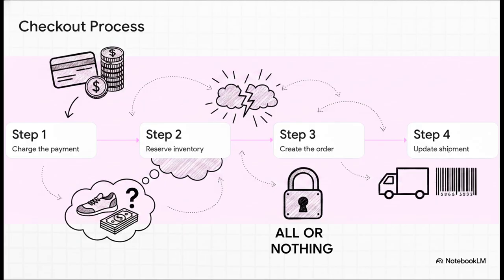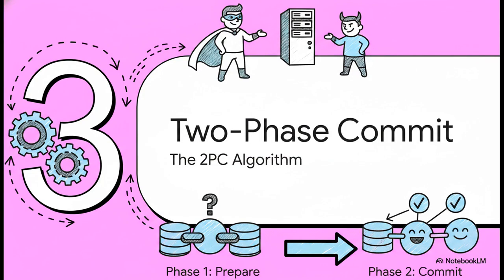Imagine your code successfully executes Step 1 and Step 2. Boom, the database logs the payment, the inventory is reserved. But then, a catastrophic crash happens right before Step 3. Your system is now in an incredibly dangerous, inconsistent state. The money is taken, the shoes are reserved in the warehouse, but there's literally no order tied to the customer. We desperately need a mechanism to ensure all these steps either succeed together or fail together as one single atomic unit. Which brings us to Section 3, two-phase commit explained.